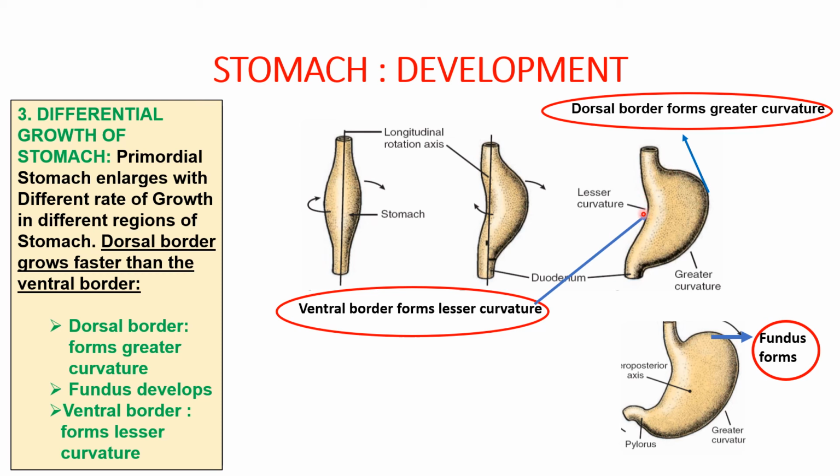Whereas the original ventral border, which later on becomes the right border, is going to form the lesser curvature because it is growing at a lesser pace as compared to the greater curvature. Because of this differential growth, the curvatures are established, both greater and lesser curvature: greater on the left border and lesser curvature on the right border of the stomach. Because of this greater curvature, the portion of the stomach which is raised above the level of the cardia forms the fundus.